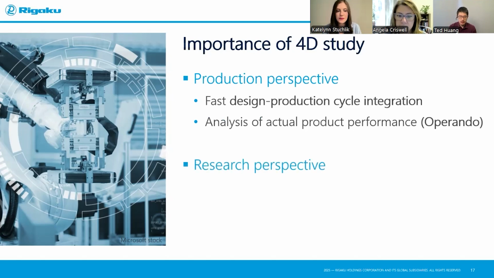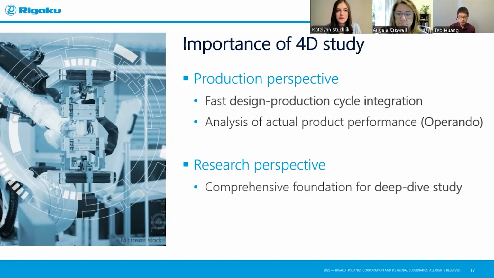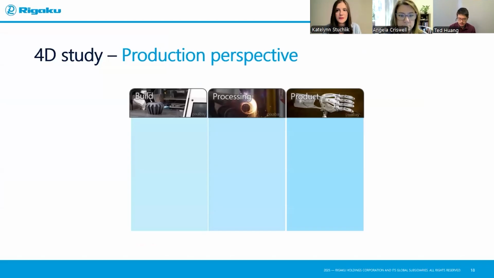And lastly, obviously, from a research perspective, with the capability of 4D, there are some studies that were not possible that are now possible. So we can do some really deep dive study using the 4D capability. So let's look at some examples, or I should iterate more about what I meant, the integration of product design and production cycle. Let's say you have build, processing, and product process of your product.